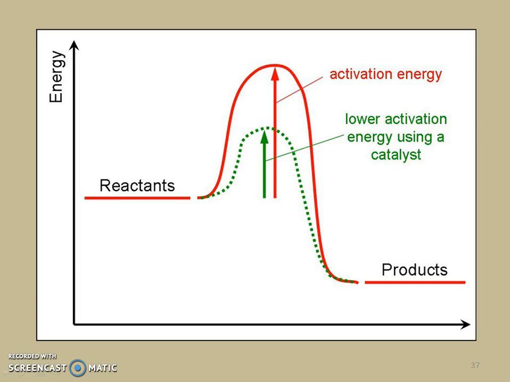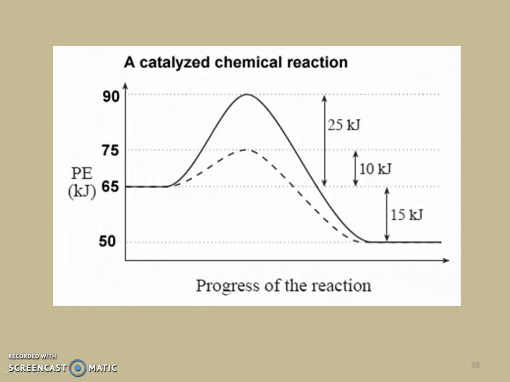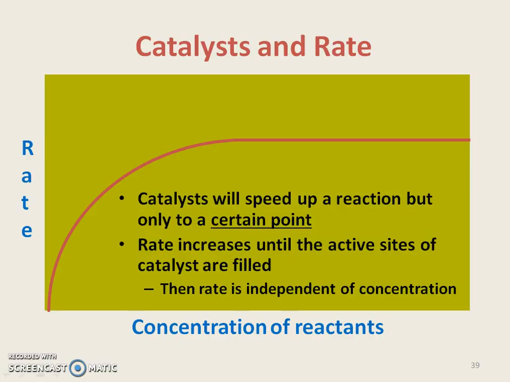So what does it look like as far as a reaction diagram? Again, our red line here is the original reactants yields products and has to get over that hill. But once we add a catalyst, now there's a new pathway and it lowers that activation energy. So again, this is just another example using numbers. So hopefully that makes sense.